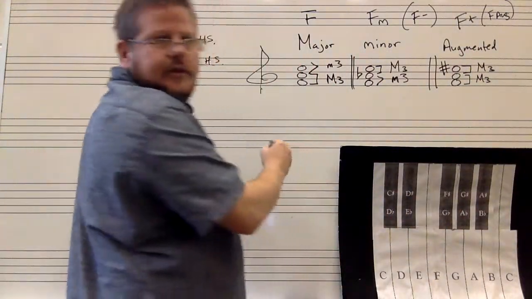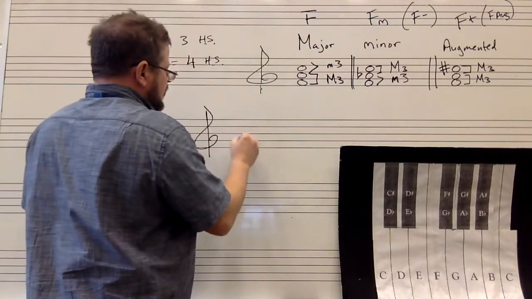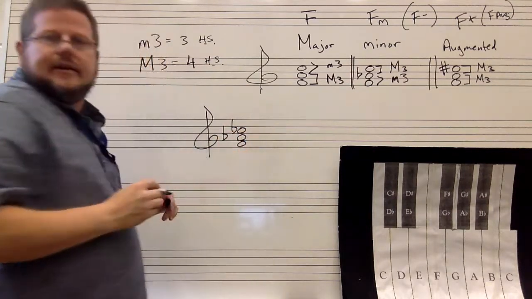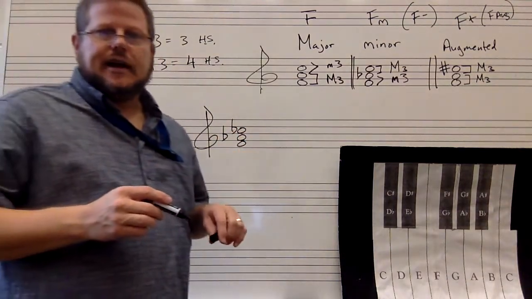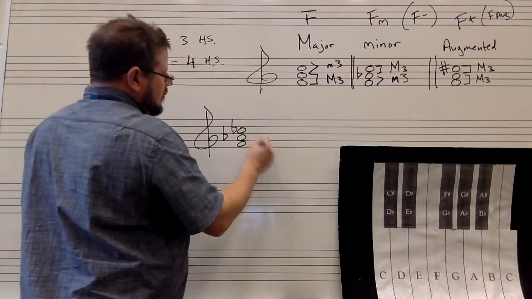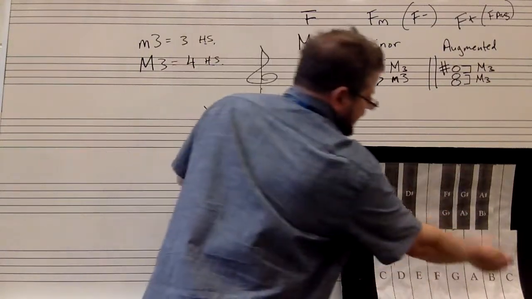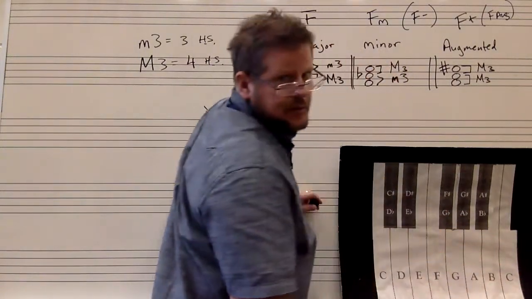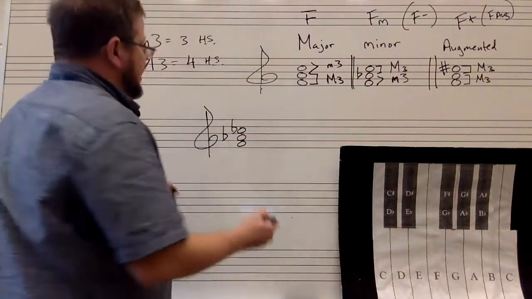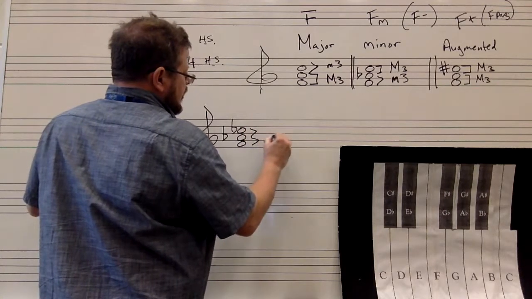I'm going to move down here for the last one because I don't have enough room up there. If I had F, A flat, and C flat, I still have an F chord, but now I have minor thirds, F to A flat, 1, 2, 3, and A flat to C flat. Remember, C flat's the same as B, so 1, 2, 3. So I have two minor thirds, minor third, minor third.